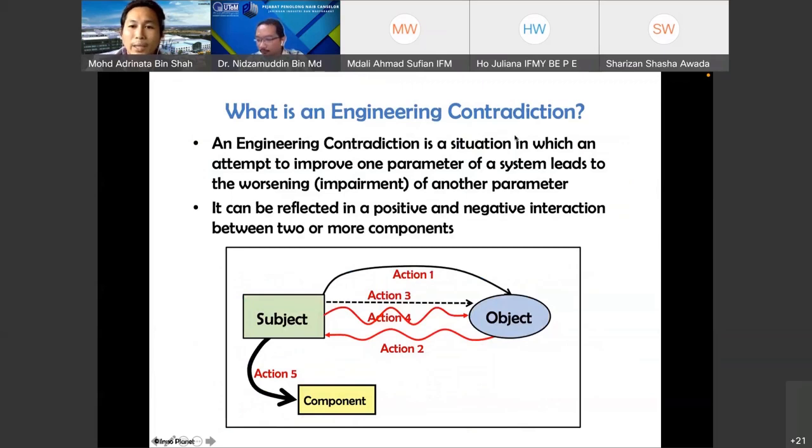The engineering contradiction is a situation in which an attempt to improve one parameter leads to worsening another parameter. I have said it again and again: we need a contradiction, and the contradiction means that one gets better, improve, one gets bad, worse. So the keywords here are improvement and worsening. What is improved and what is worse? The parameters. You need to know which parameter will improve if you change it, and which parameter will be worse. It can be reflected in a positive and negative interaction between two or more components.